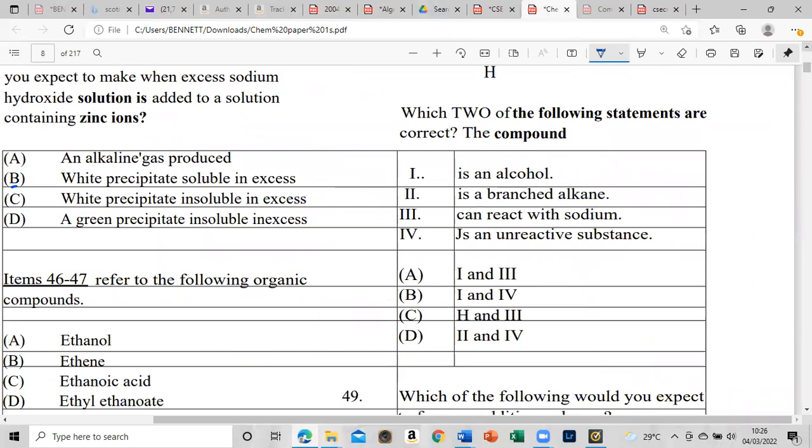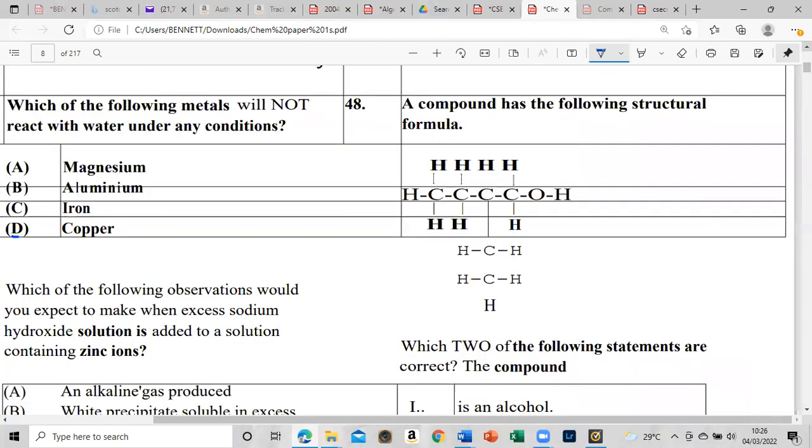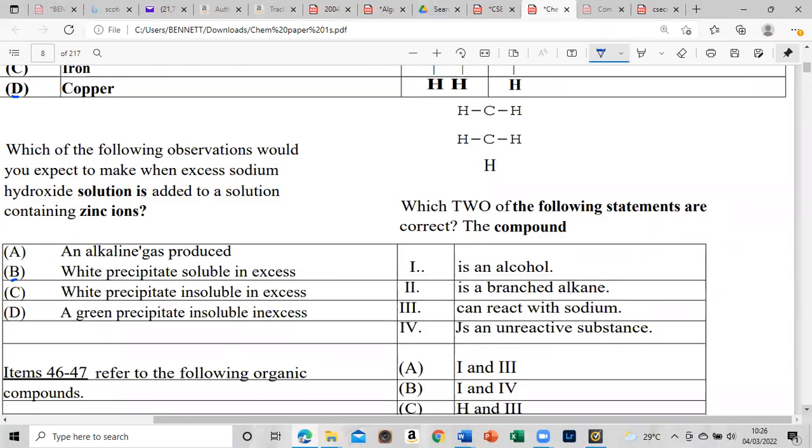This should be 48. A compound has the following structural formula. Which of the following statements are correct? All right, so look at it, guys. One, it's an alcohol. Two, it's a branched alkane. Three, it can react with sodium. Four, it is an unreactive substance.